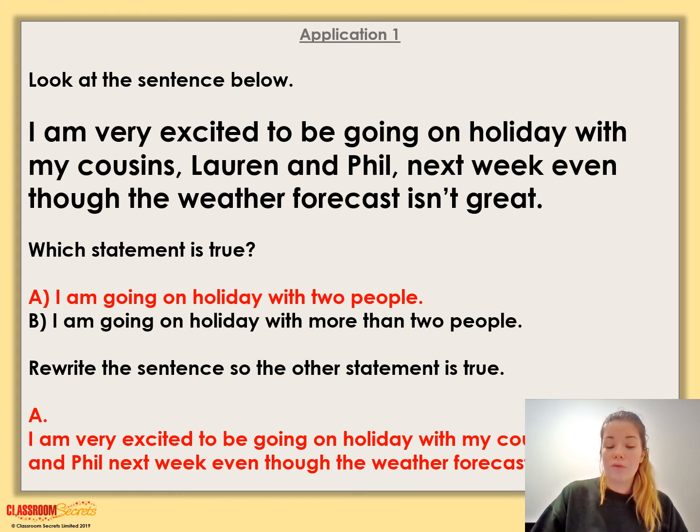Now, if I wanted to rewrite the sentence so that the other statement is true and this person is going on holiday with more than 2 people, I would need to remove the comma between Phil and next. So that would tell me that they're very excited to be going on holiday with their cousins, Lauren and Phil. So their cousins are one group of people, then Lauren is another person, and Phil is another. So that suggests that there's more than 2 people going on that holiday.